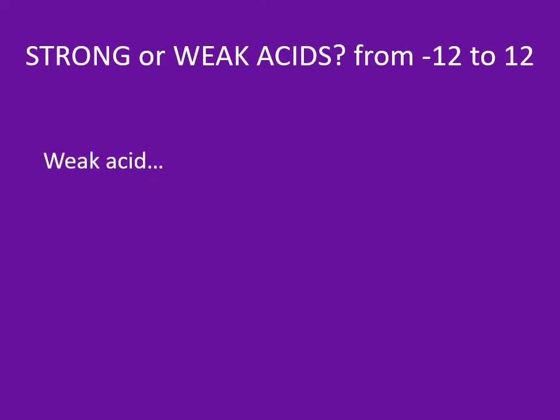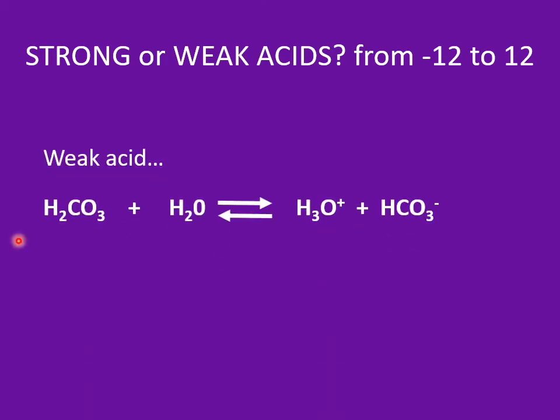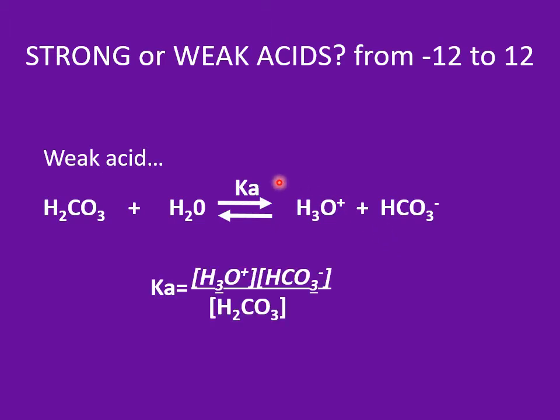An example of weak acid is carbonic acid. Carbonic acid will dissociate in water to form hydrogen and bicarbonate. How do we know it's weak? We calculate the acid dissociation constant of this reaction. The acid dissociation constant of this reaction is the concentration of hydrogen times the concentration of bicarbonate divided by the concentration of carbonic acid. In this case, it's very small, 4.4 times 10 to minus 7.